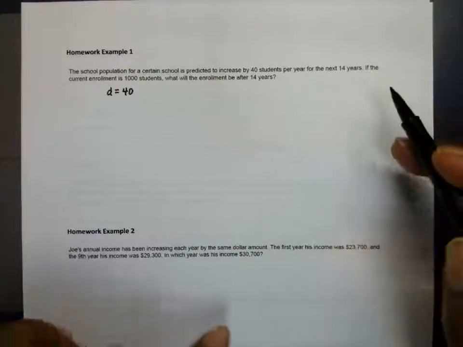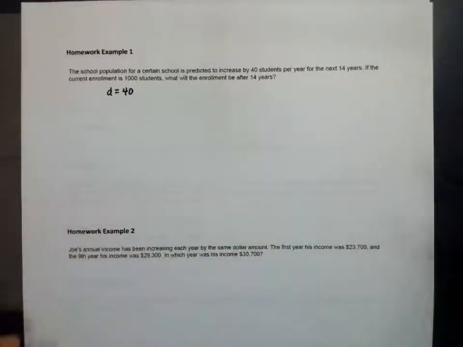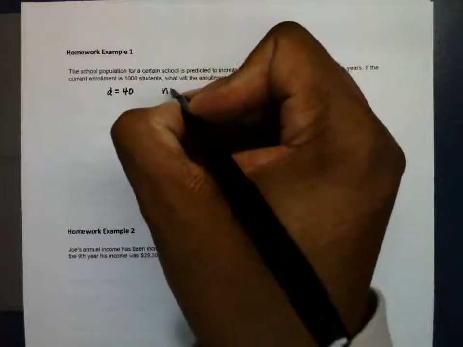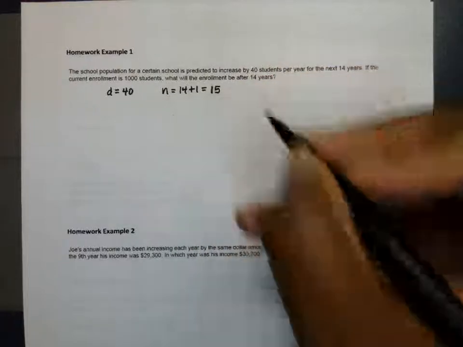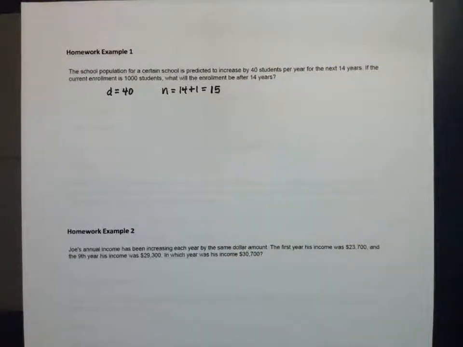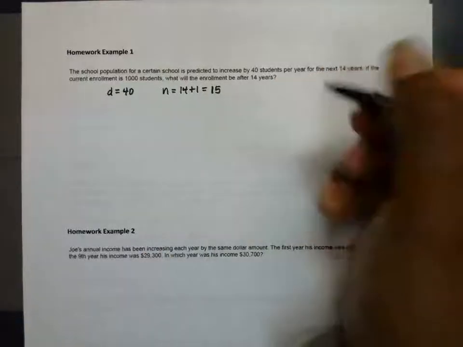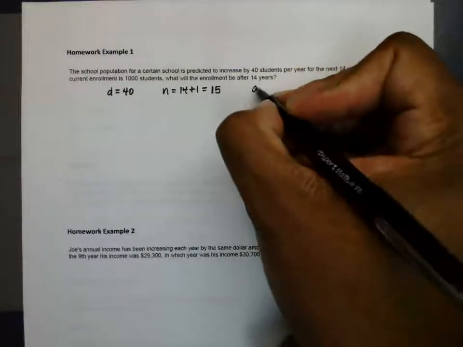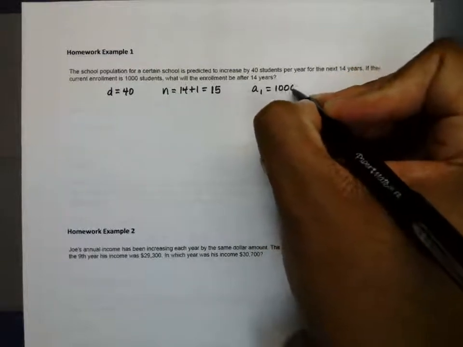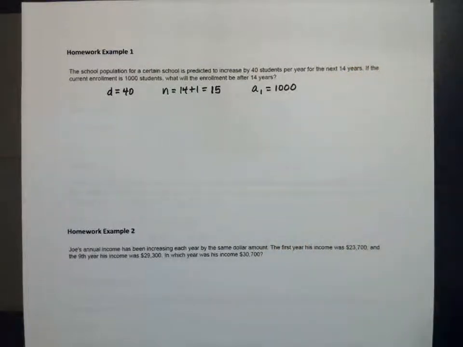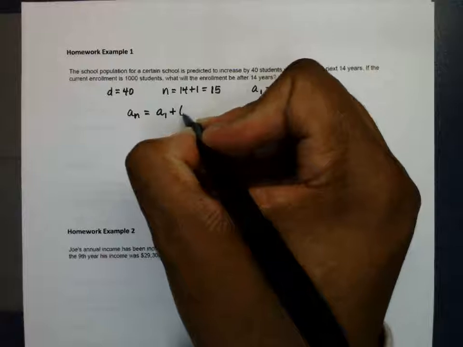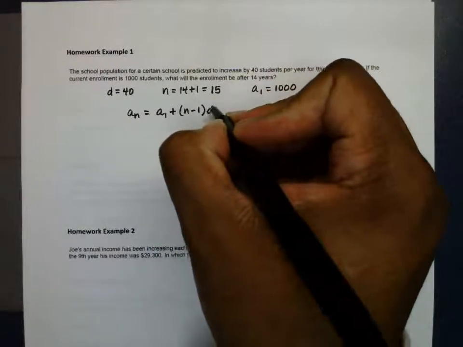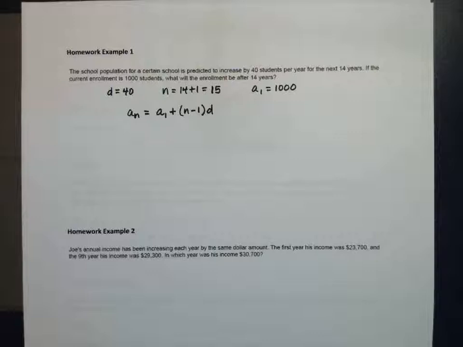So we have to include the enrollment for this year plus the next 14 years. So n has to be 14 plus 1, which will be 15. And also, the current enrollment, that's a sub 1, is 1,000. So here we're going to use that formula. a sub n is equal to a sub 1 plus the quantity n minus 1 times d. And then substitute those values in that formula here.